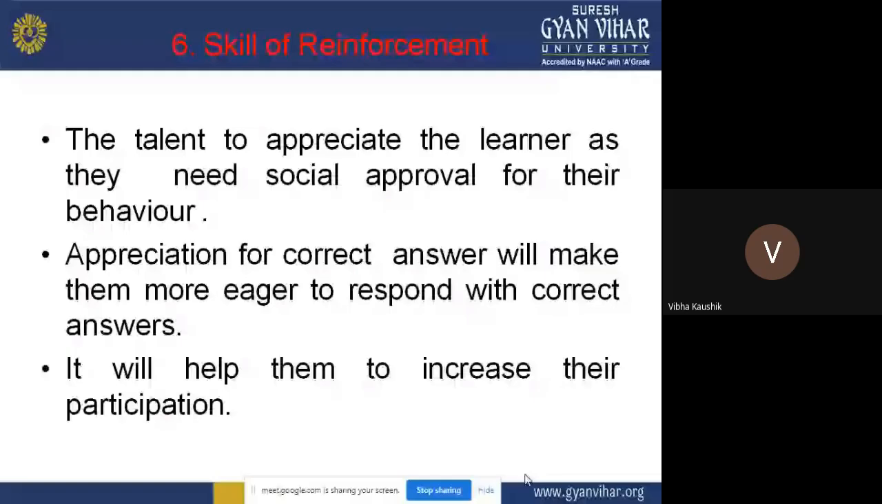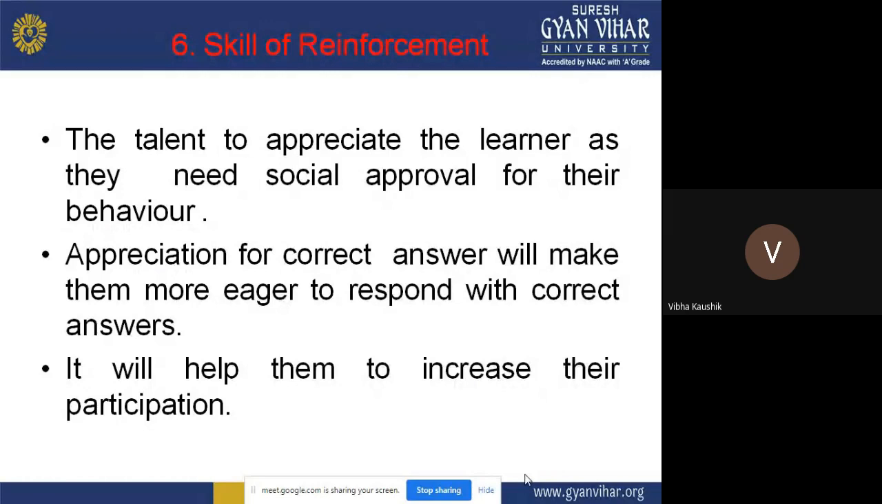Now, situation B. You have asked a question, the student has given you the correct answer, but you did not appreciate it or reinforce the student. The next time you ask the same question, that student will not be eager to respond with the correct answer, because he will think that you neither appreciate nor give reinforcement to him. Reinforcement helps increase their participation. If the teacher continuously reinforces the student, it will definitely increase their participation in teaching and learning.